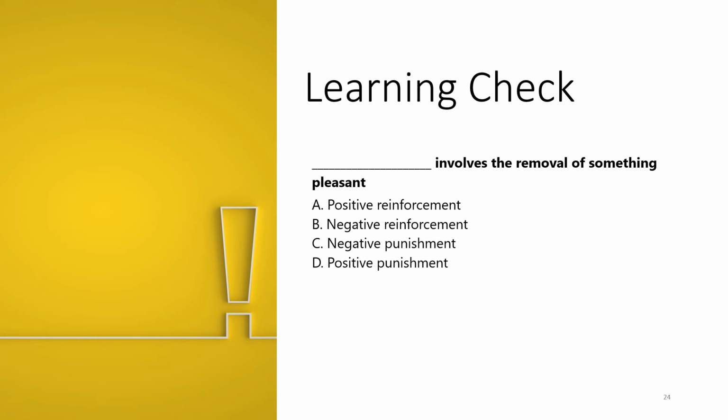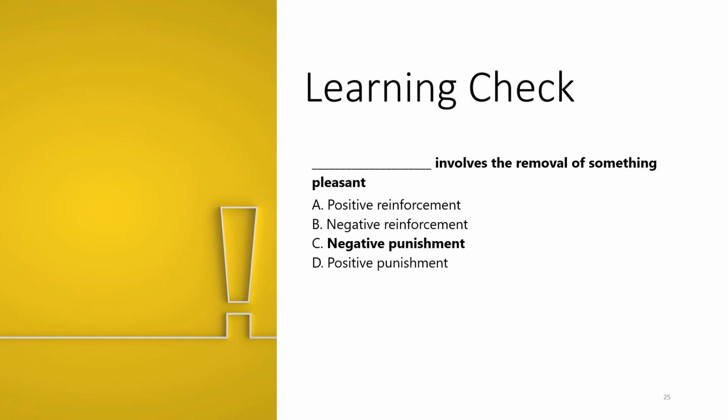All right, let's take a look at this one. Blank involves the removal of something pleasant. Is it positive reinforcement, negative punishment, or positive punishment? Well, first thing you should ask yourself is, are we removing or adding? Well, clearly here in the statement, we're removing. And if we're removing something pleasant, this is going to lead to what? A decrease or an increase in behavior. So let's see what the answer is.